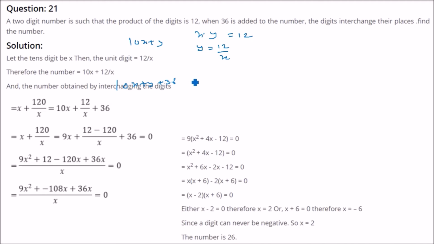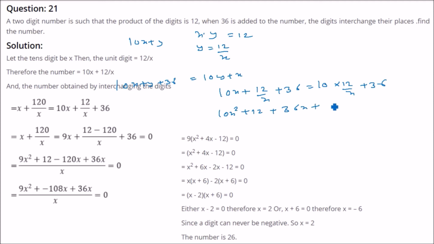the digits are interchanged. That is, it will be 10y plus x. Okay. So let us put y equal to 12 by x here. This will be 10x plus 12 by x, and 36 is added, then this is 10 times 12 by x plus x. Multiply both sides by x. So you get 10x square plus 12 plus 36x equal to 120, because x will be cancelled.